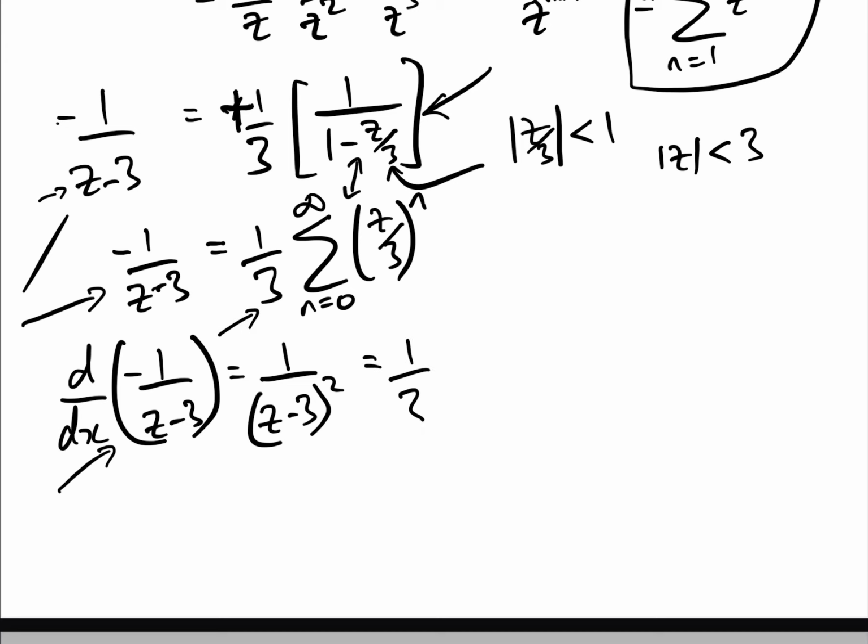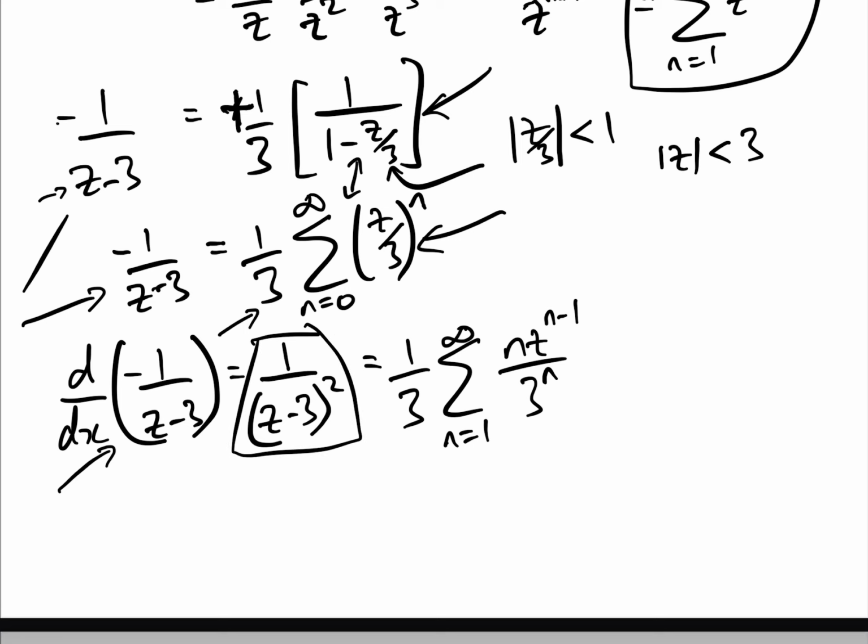Okay, now that equals, now all we've got to do is differentiate this, 1/3 the sum from n equals 1, because the first term will be got rid of in the differentiation, of, let's differentiate each of these terms, n z to the n minus 1 over 3 to the n. So basically we know that 1 over z minus 3 squared is equal to that. Therefore 6 over z minus 3 squared is equal to 6 over 3, the sum from n equals 1 to infinity of n z to the n minus 1 over 3 to the n, which equals, let's just replace the n equals 1 by n equals 0.